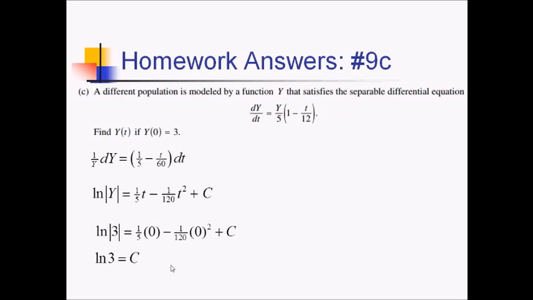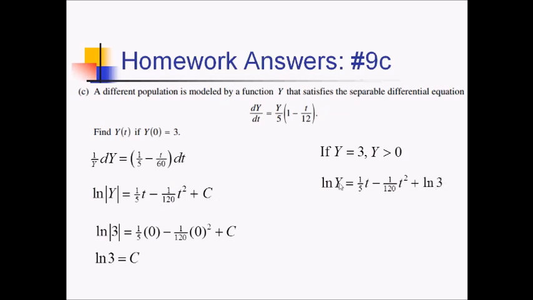All right, it's time to now go back and plug this into our general solution, but we have to resolve this absolute value before we go any further. Since y equals 3 initially, that means that y in general is positive, so I don't need this absolute value. I can just replace this with just ln of y. And I have the rest of this stuff that I had before, the 1/5 t, the minus t squared over 120, and now I've got my plus ln of 3 for my c value.